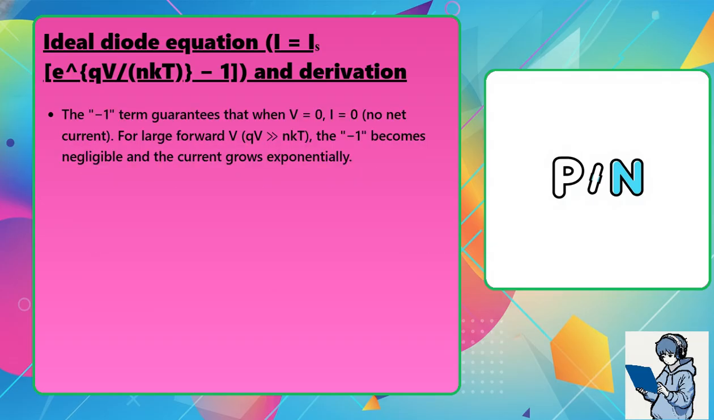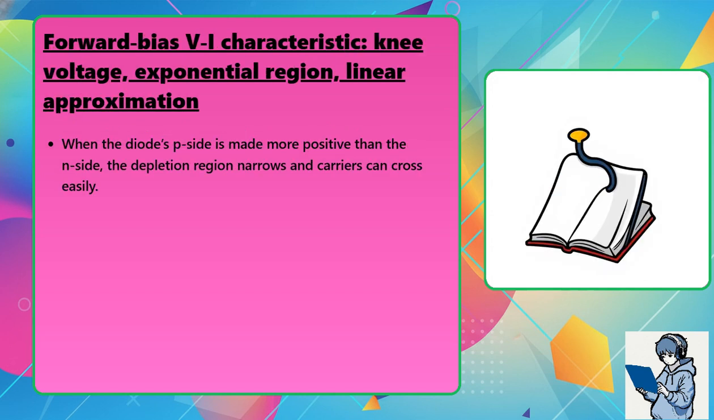The −1 term guarantees that when V equals 0, I equals 0, no net current. For large forward V, qV much greater than NkT, the −1 becomes negligible and the current grows exponentially. When the diode's P side is made more positive than the N side, the depletion region narrows and carriers can cross easily. The IV plot looks like 3 zones.